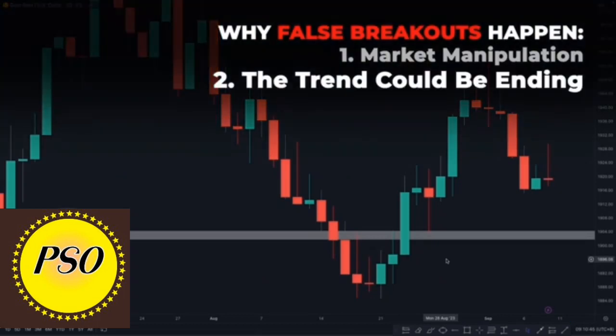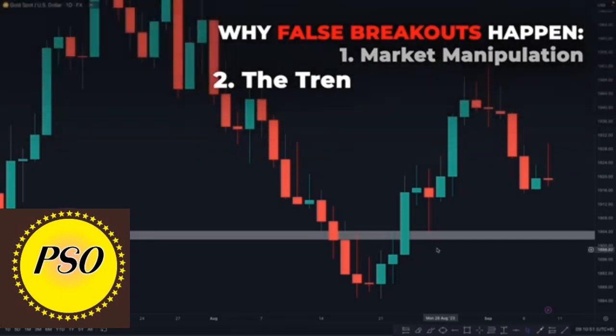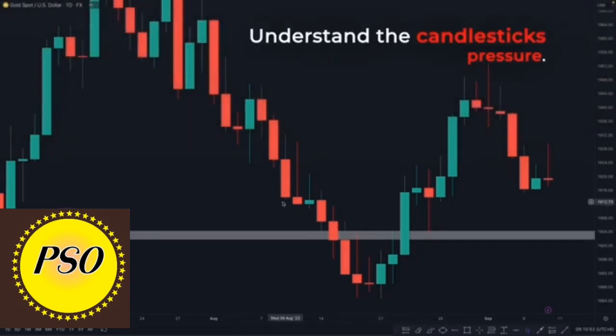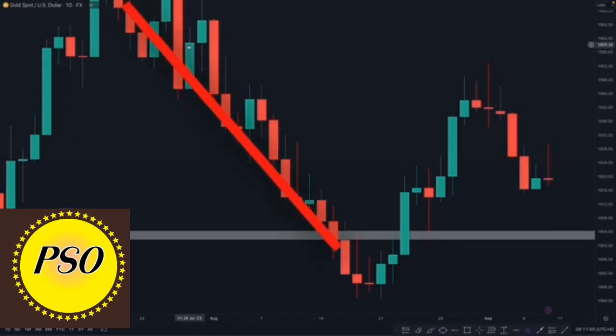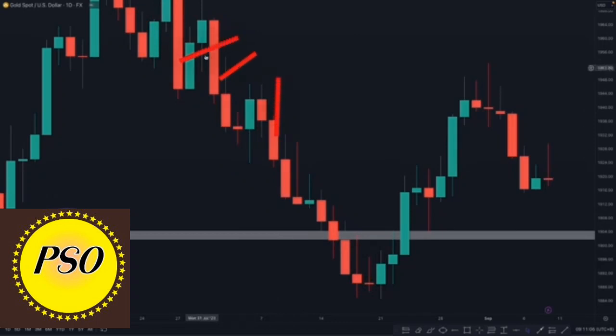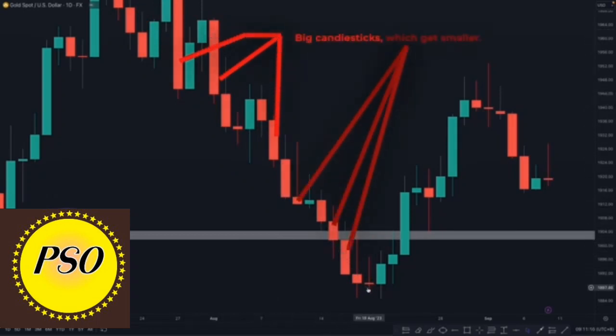The second reason why false breakouts can happen could be due to the trend ending, right? When it comes to looking at price action, you must also understand the candlesticks' momentum, the candlesticks' pressure. In this case, we can see that there was a huge downtrend right here. Price was just going down, price was very bearish, and you can see the candlesticks were big. And they start getting smaller and smaller as price approaches this key support level, right?